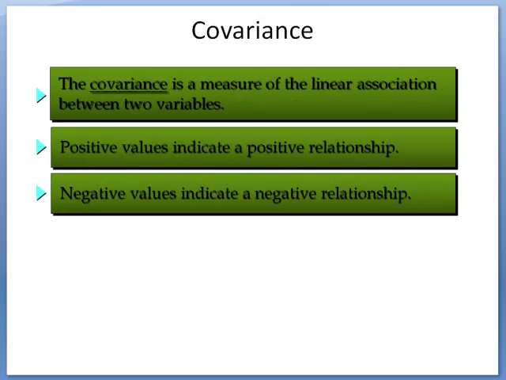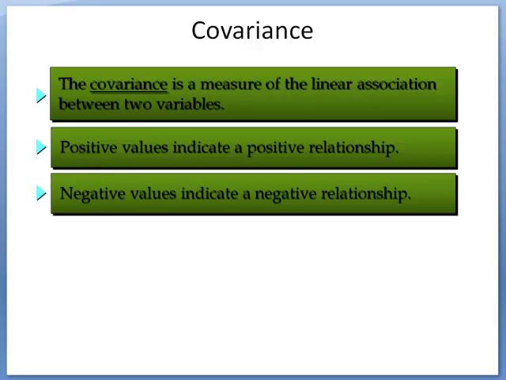The covariance is simply a measure of the linear association between two variables. So positive values indicate a positive relationship and negative values indicate a negative relationship. So take two variables, x and y. If x has a positive covariance with y, that means that higher values of x tend to be associated with higher values of y, and low values of x tend to be associated with low values of y.